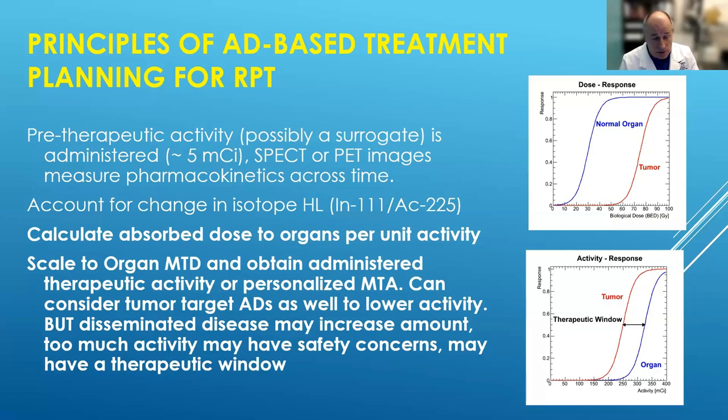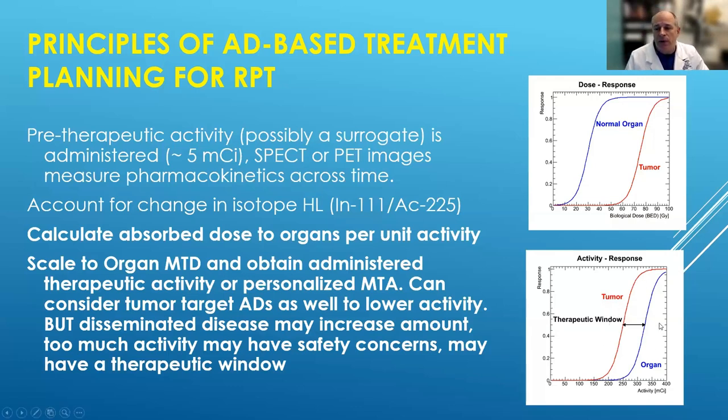And of course, there are other considerations that could go along. For example, you could have thresholds on your tumor absorbed doses and say, well, we don't need as much as the maximum because we're already giving all the dose we need to the tumors. And with disseminated disease, you may not want to give so much activity, because if you give a huge amount of activity, this may also have safety concerns as well. But that's the general principle, okay?